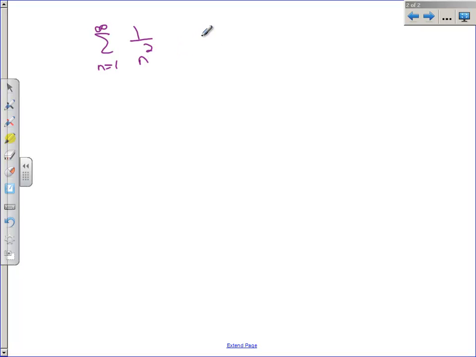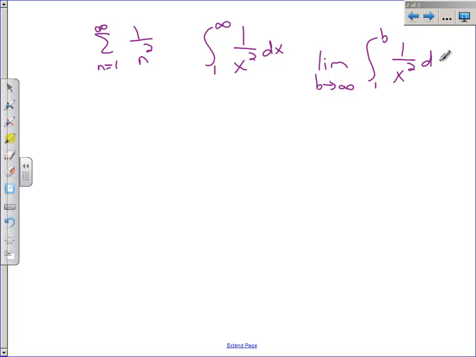And so what we're going to do is check the integral from 1 to infinity of 1 over x squared dx. So I'll go through my process again of doing the limit as b approaches infinity of the integral from 1 to b of 1 over x squared dx. Okay, so I'll rewrite that as x to the negative 2, because I'm going to see if this fits my very first integral formula.